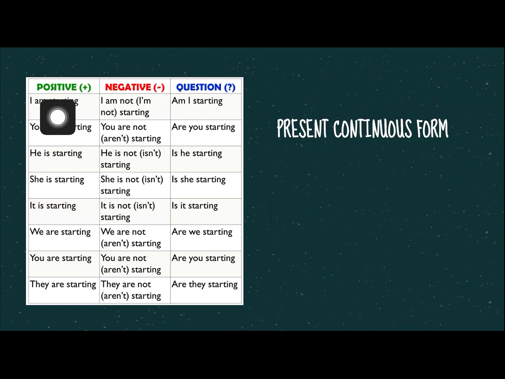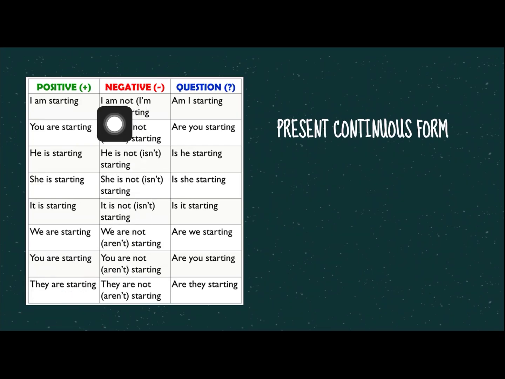Remember, take into account that if you don't put the verb to be before the ing, that is not a continuous. Mandatorily, we need a verb to be with the verb with the ing. I am starting. You are starting. He is starting. She is starting. It is starting. We are starting. You are starting. And they are starting.